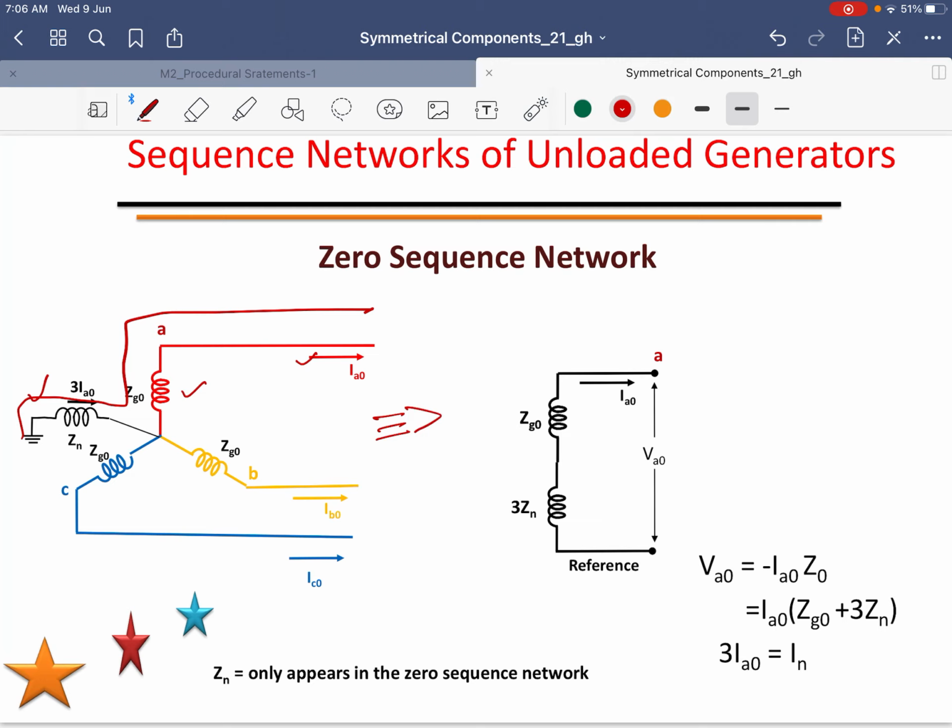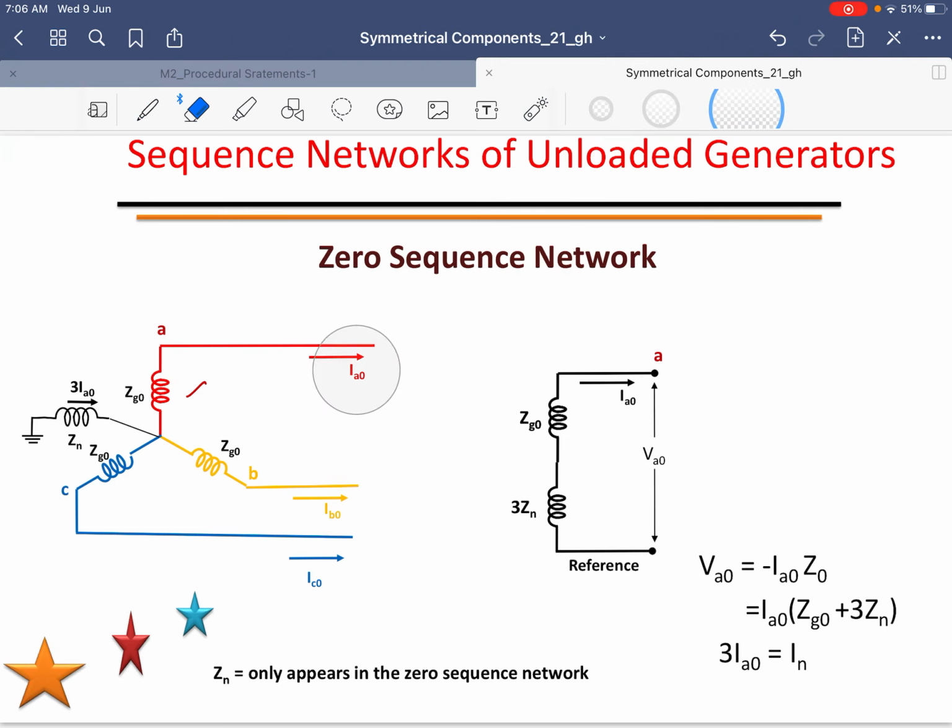But the thing here is that the current flowing in the neutral wire is 3 times IA0, whereas the current flowing here is IA0. If you are drawing a series circuit, the current should be the same, but here it is 3 times IA0. Therefore, if you are making this IA0, the multiplication factor of 3 should be clubbed with this Zn. That is, you have to take this as 3 Zn, and the current as IA0 for analysis purposes, as shown in the next diagram.